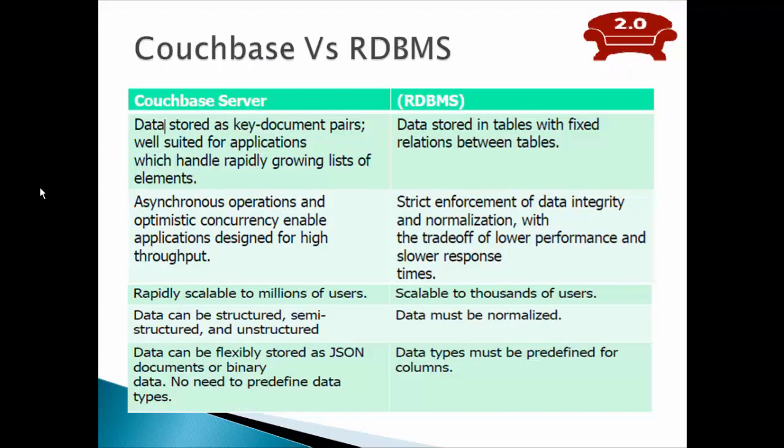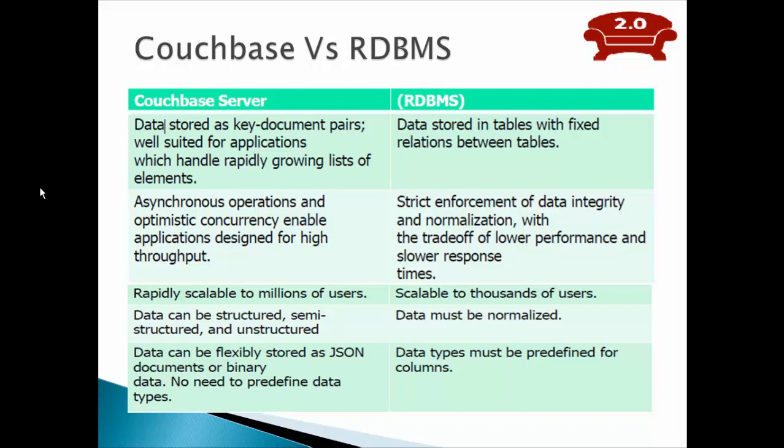Yeah, and before we go into CouchBase, we just want to get a basic difference between CouchBase and a relational database. CouchBase server is very good with key-document stores and is well suited for applications which handle a rapidly growing list of elements. In the case of RDBMS, we must know that data is stored in tables with fixed relations. We cannot say that data can be scattered anywhere, and you cannot say that you can choose dynamic schemas within an RDBMS.